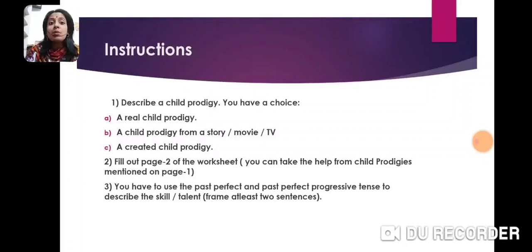You have to fill out page 2 of the worksheet. You can take help from the child prodigies mentioned on page 1, which I will explain to you later. Then you have to use the past perfect and past perfect progressive tense to describe the skill or talent. You have to frame at least 2 sentences.